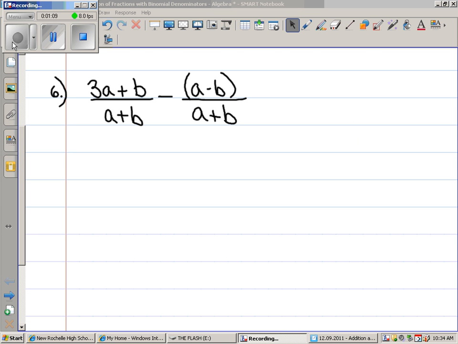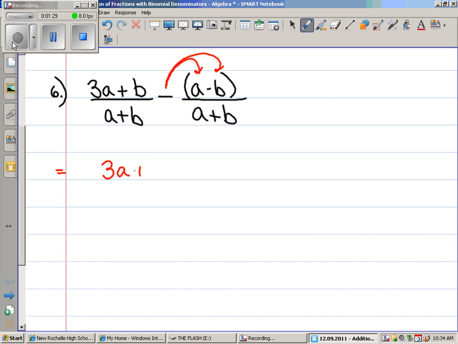Let's take a look at number 6. So lots of stuff going on in here. I mean, there's lots of symbols and whatnot, right? Do they have the same bottoms? So let's just subtract them. When you subtract two fractions, though, this has to get distributed inside to each one of these. So here's what we got. We've got 3a plus b minus a plus b, because a negative times a negative is a positive, over a plus b.